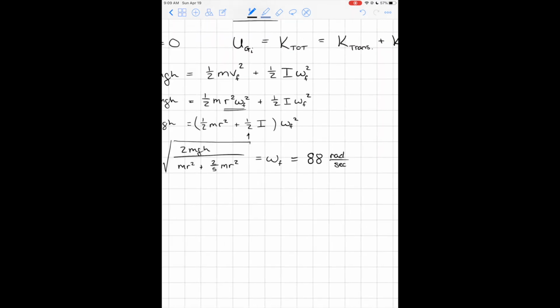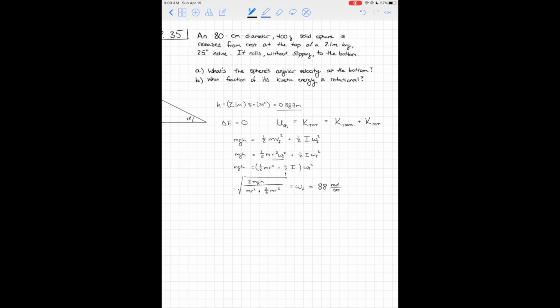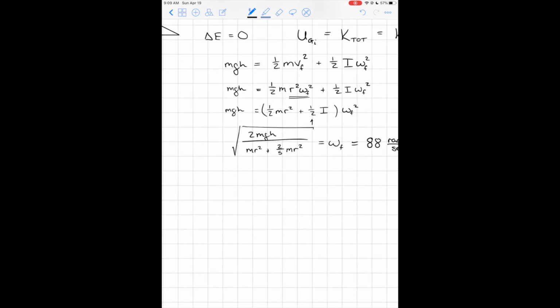Does that make sense for us? Yeah, I think it does. I think that works out quite nicely. So that's part A. What about part B? What fraction of its kinetic energy is rotational? So for this, I need to know what the total rotational energy is, what the total kinetic energy is, and then what the rotational energy is for part B here.